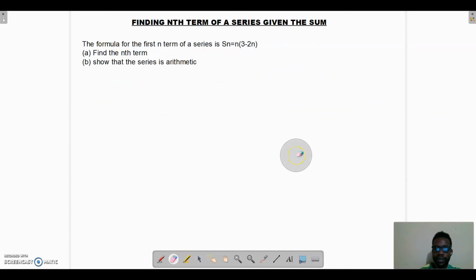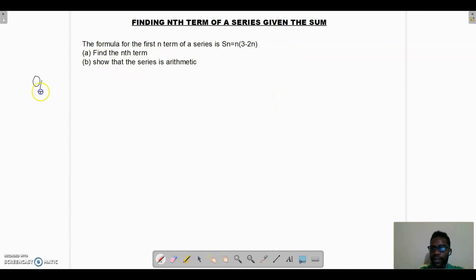Alright, here's an example of a typical question. It says the formula for the first n terms of a series is given as Sn equals n times (3 minus 2n). Part A, find the nth term, and part B, show that the series is arithmetic.